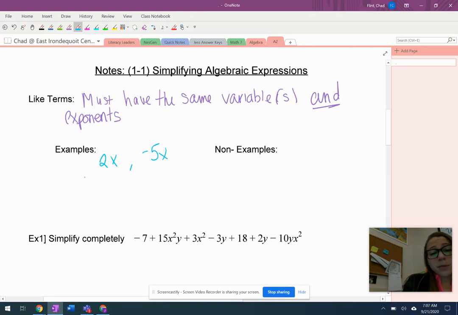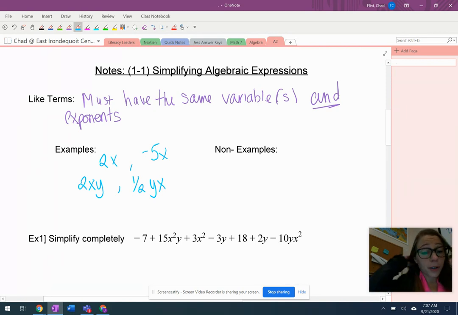Another example could be 2xy and 1/2 yx. Now notice the variables aren't in the same order, which you might think would cause a problem. But because multiplication can go both ways, 2 times 5 is the same thing as 5 times 2. So y times x is the same thing as x times y. So those two things are like terms. They're the same variables with the same exponents.